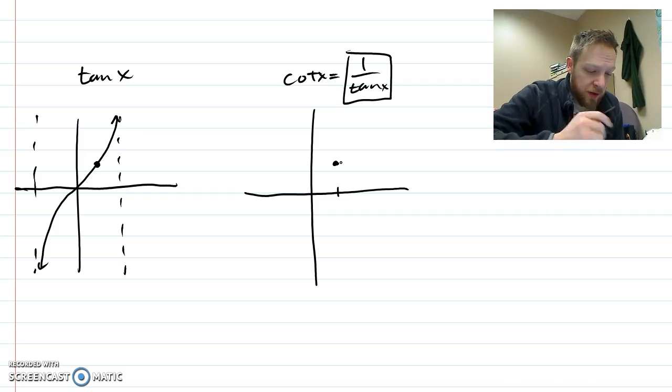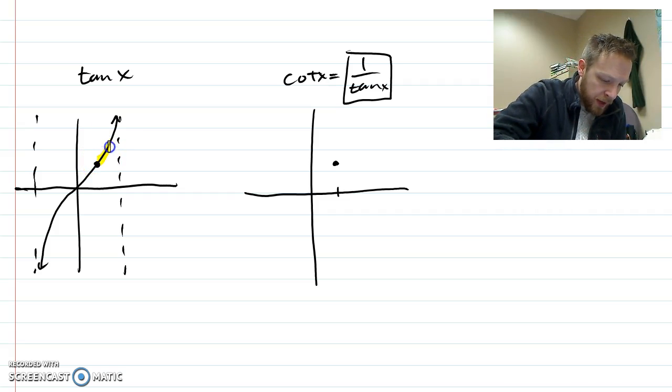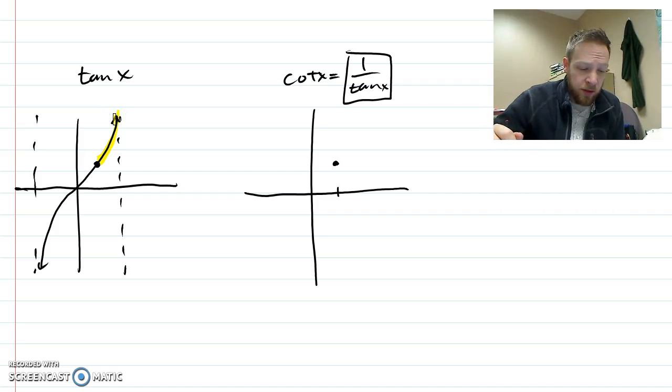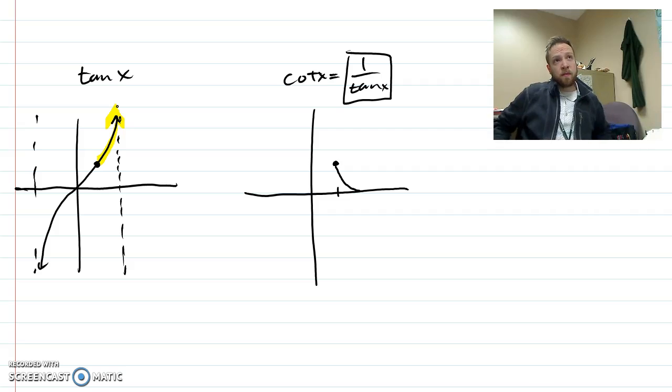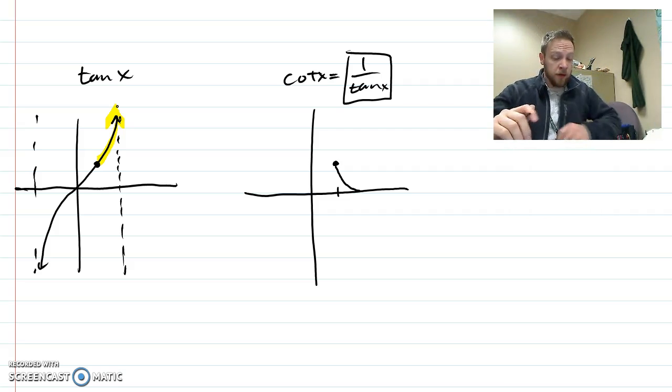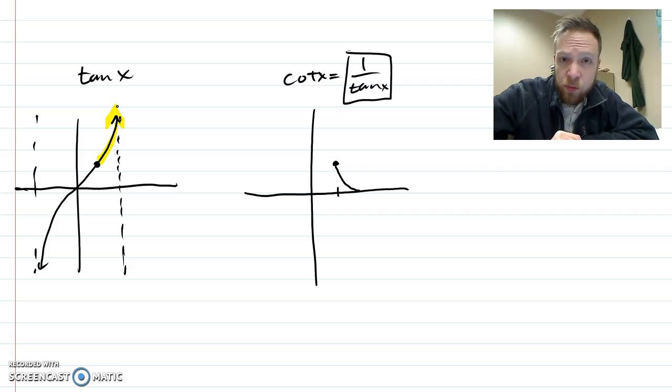Okay? Now as you think about this, as I start going up this way, my tangent gets larger and larger and larger as it approaches the asymptote. Okay? Now for cotangent, that would mean I'm dividing by larger and larger things, which means that my fraction gets smaller and smaller. And so as it approaches this dotted line here on the cotangent, it would actually start approaching 0. Okay? And then when it gets to undefined, for tangent, you're actually dividing by 0, which is why there's a vertical asymptote. For cotangent, it just would be 0.